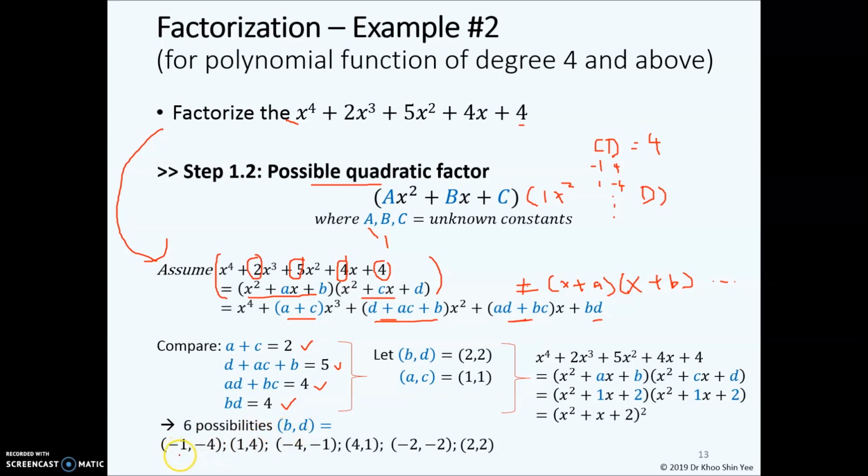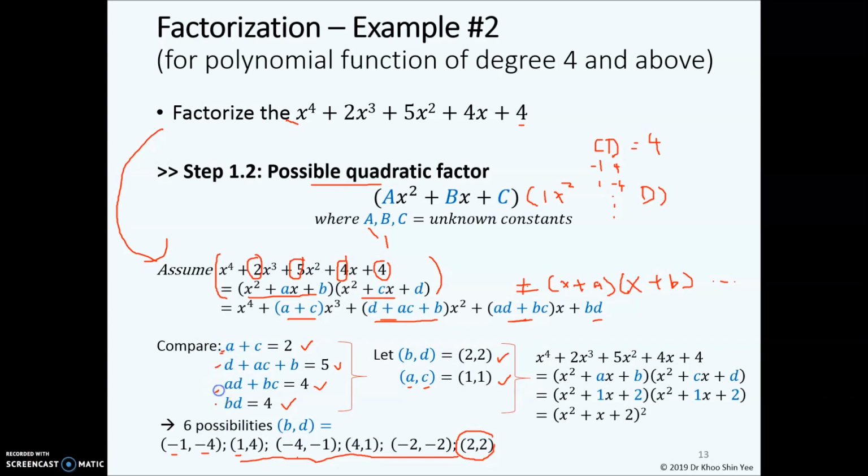First, your b is -1 and your d is -4, you multiply, you get 4. If your b is 1 and your d is 4, you will still get 4. So these are all the possibilities. Let's say in this case, we choose b equal to 2 and d equal to 2. Then you substitute inside and solve the equations, and you should be able to find a equal to 1 and c equal to 1.